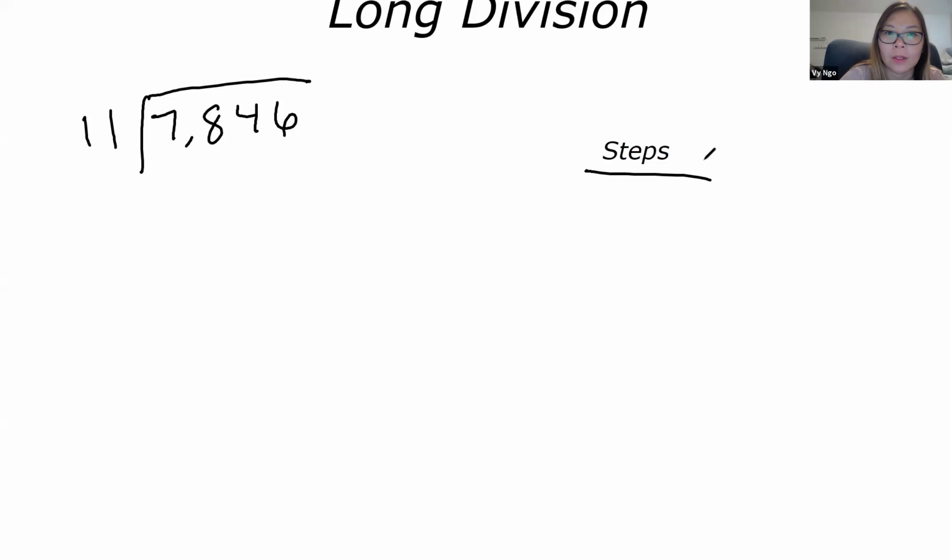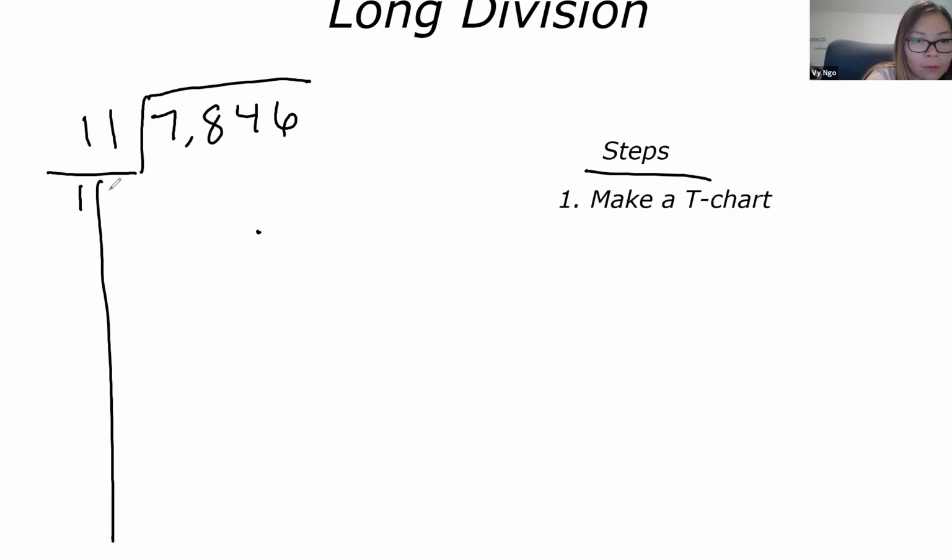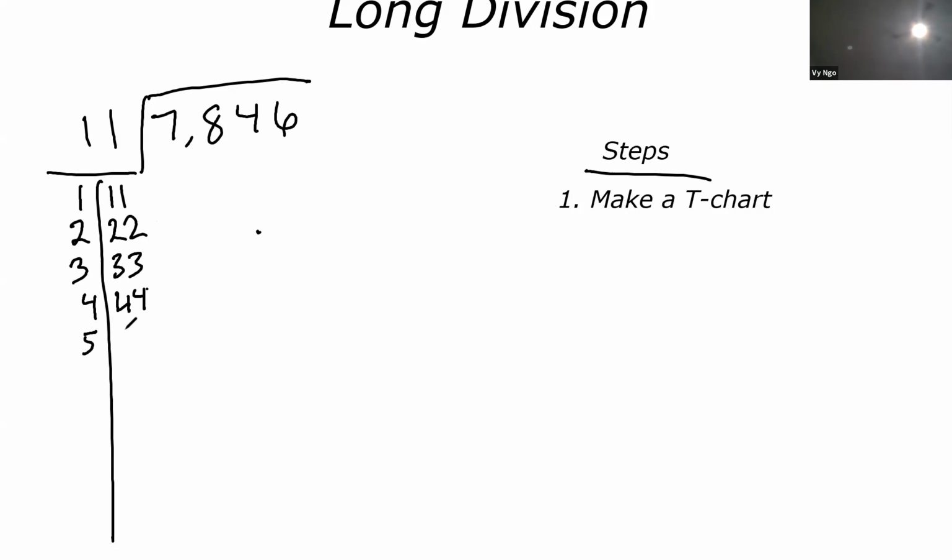One group of 11 is 11. Two groups of 11 is 22. Three groups of 11 is 33. Four groups of 11 is 44. Five groups of 11 is 55. Six groups of 11 is 66. Seven groups of 11 is 77. Eight groups of 11 is 88. Nine groups of 11 is 99.